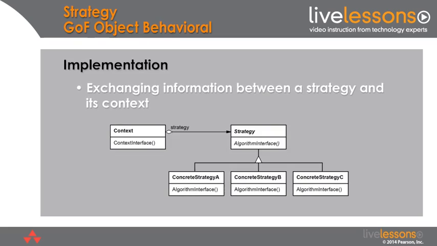It turns out in practice that you can often solve this issue by applying other patterns, things like abstract factory that we'll talk about later. So let's talk a bit about the implementation issues. So one implementation issue is to determine whether or not there's a need for, and if there is a need for, how to exchange information between a strategy implementation and its context.